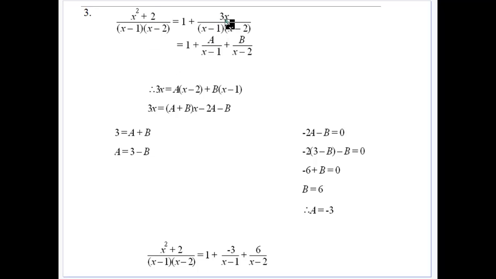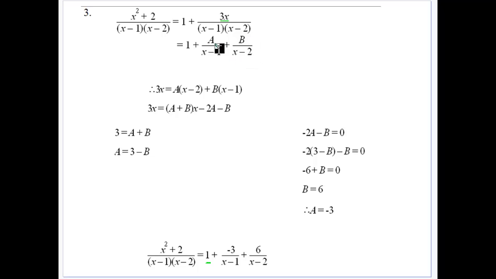Once we're at that point, the 3x there is of a lesser degree than the x minus 1, x minus 2. We can go back to this form. So we can split it up to a on x minus 1, b on x minus 2. It can't happen if we have the same degree, but it can when the degree of the numerator is less than the degree of the denominator. We're just going to keep the 1 out the front as well. That makes no difference, because it's 1 plus the sum of those two fractions.